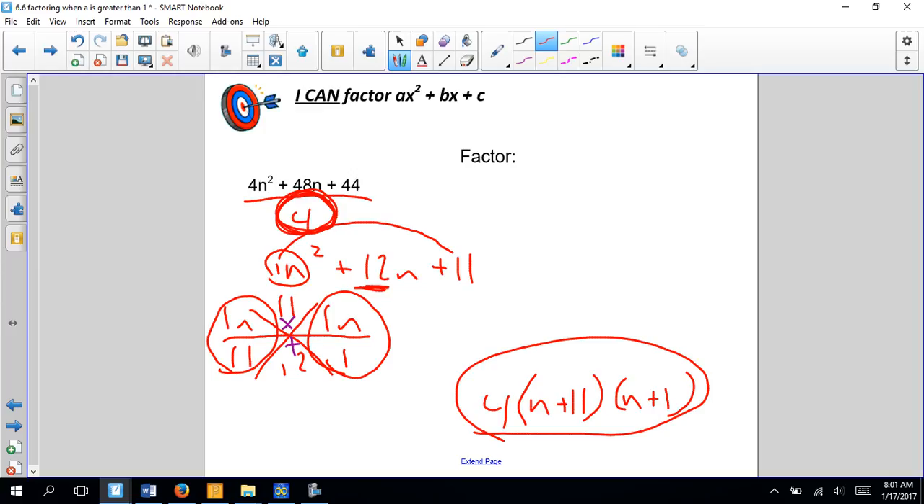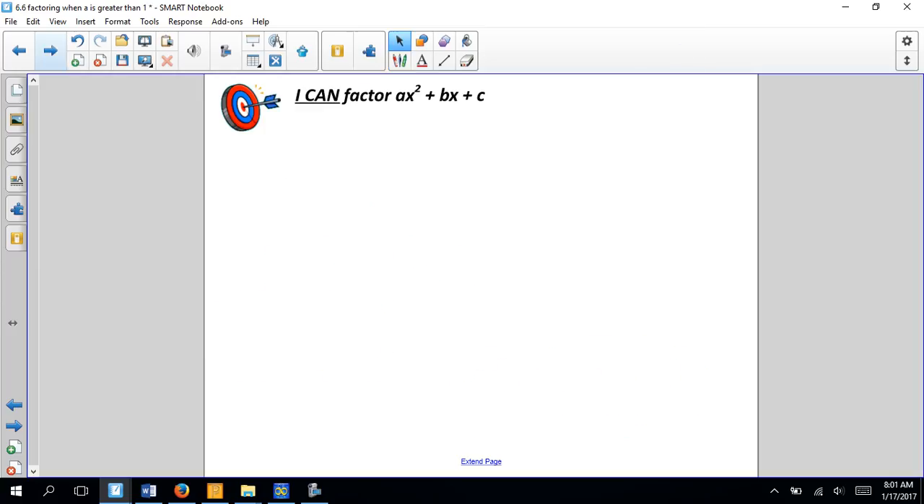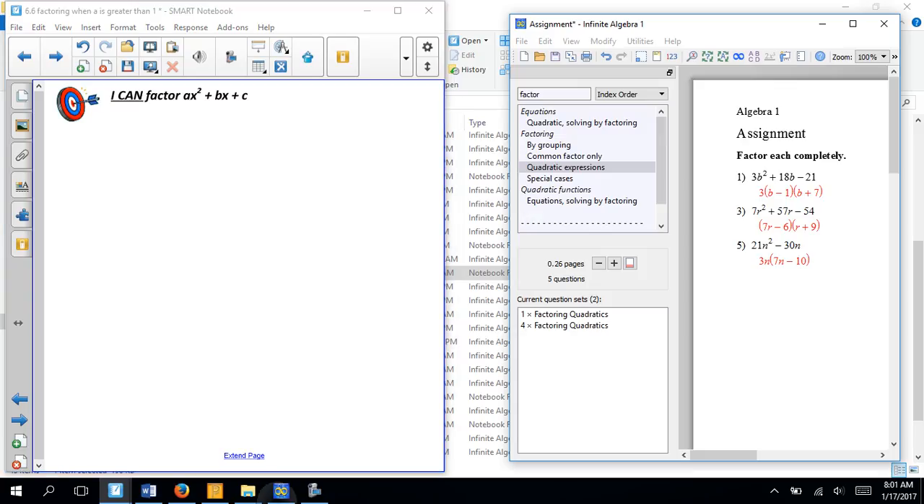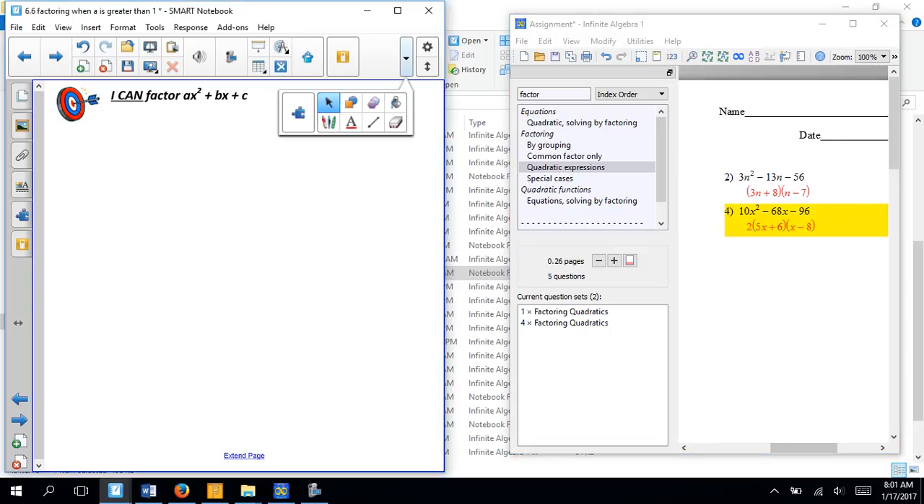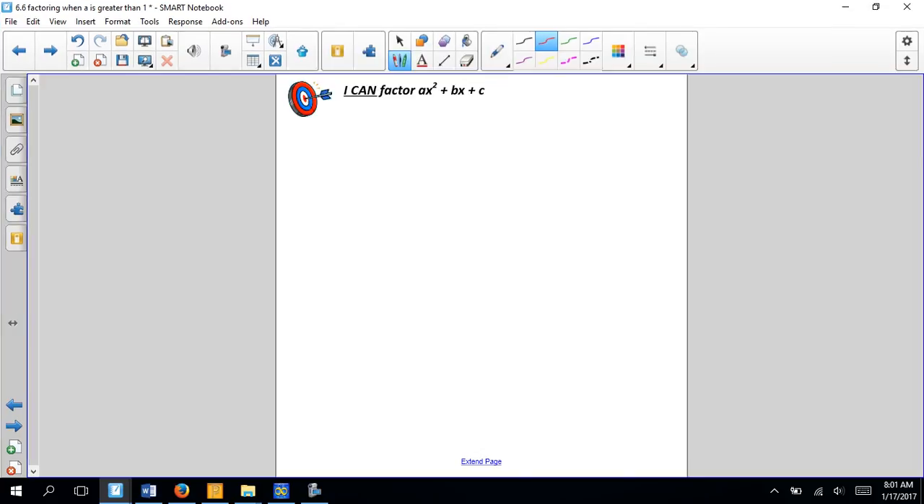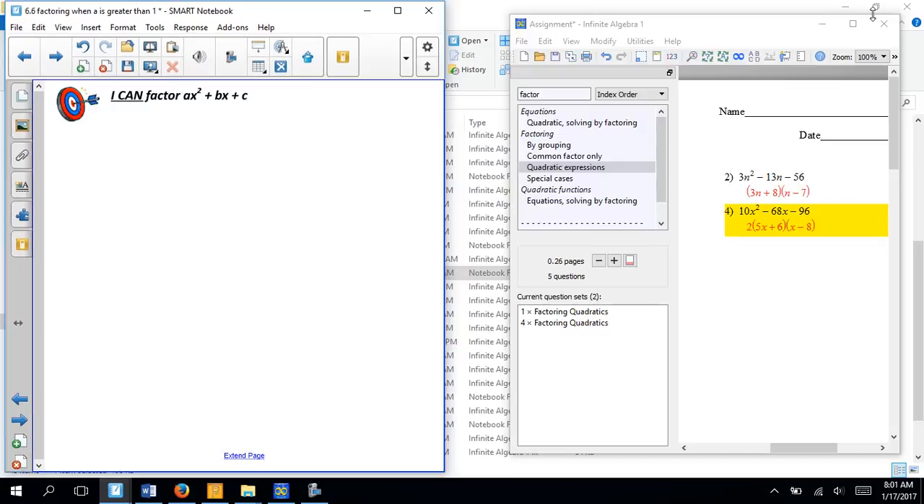Second example, we're going to try and make it a little bit more difficult if we can. I need to see a problem first. So we're going to go to, all right, I want you to write this one down for me.